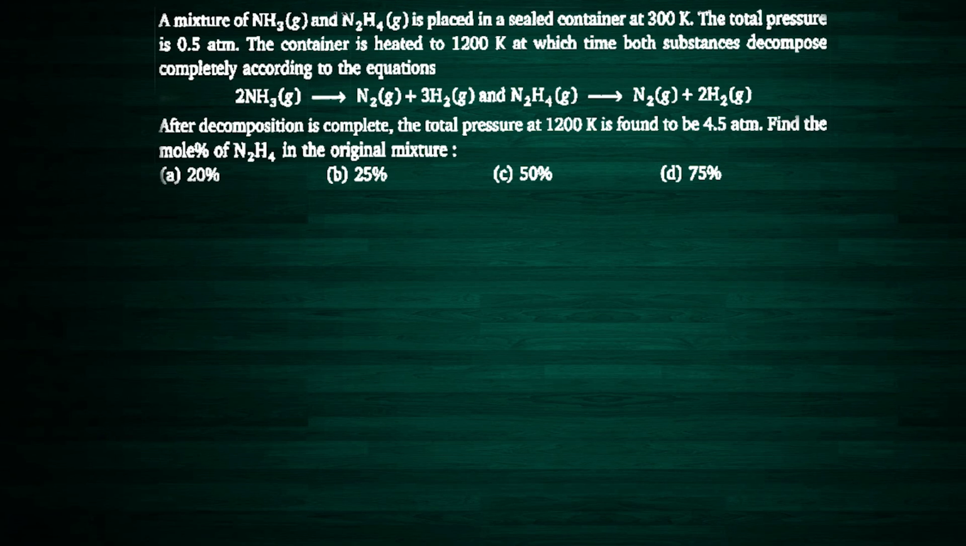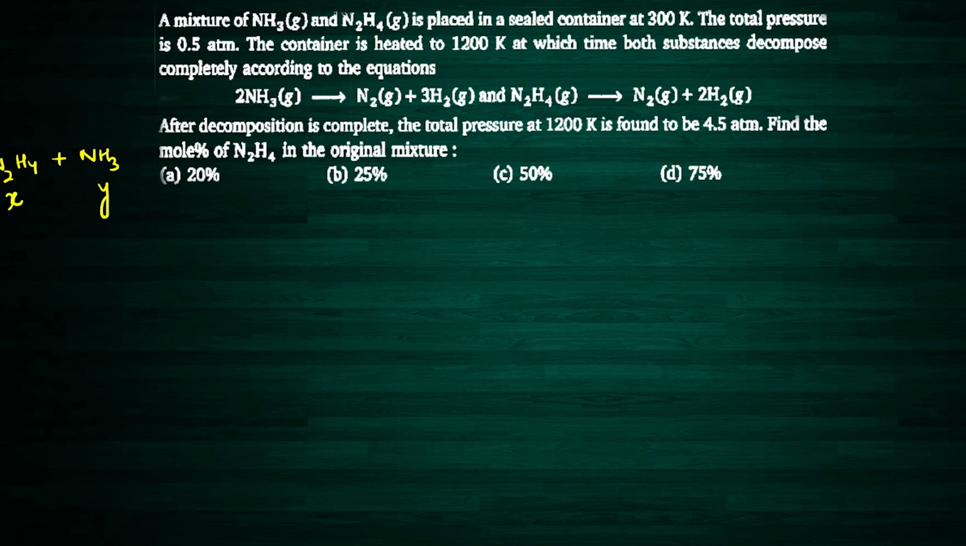After decomposition is complete, the total pressure at 1200 Kelvin is found to be 4.5 atm. Find the mole percent of N2H4 in the original mixture. So let's say that the original mixture had X moles of N2H4 and Y moles of ammonia.